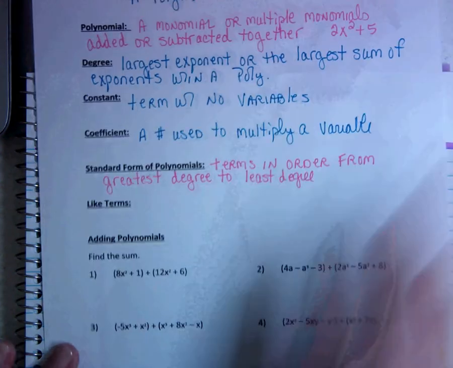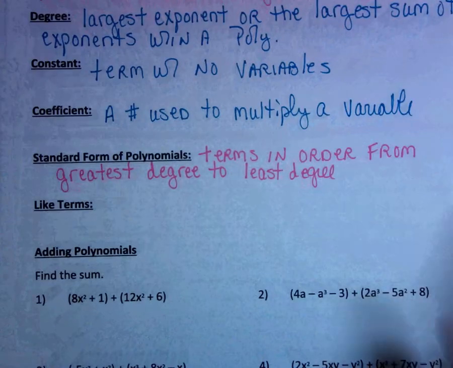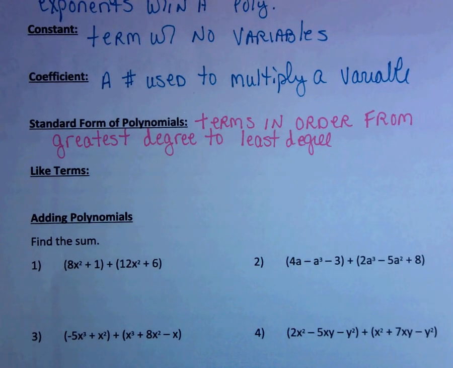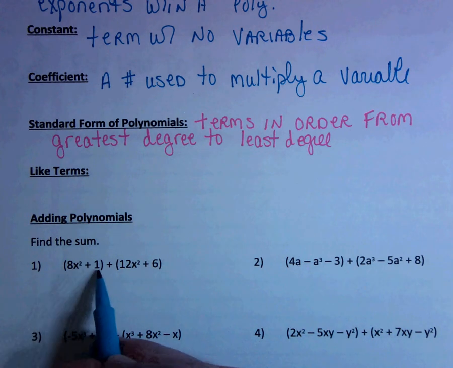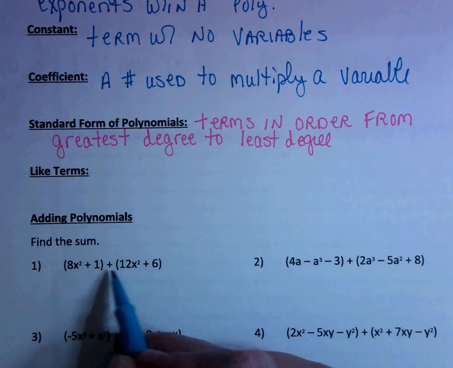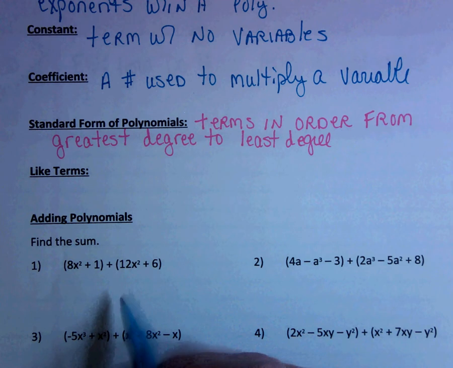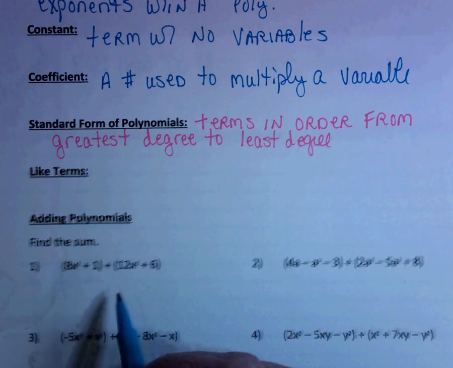Let's do this bottom part together. Now, if you did your summer math, you did some of this, and so it really should look pretty easy and familiar. We're going to add polynomials. And it says find the sum because sum means to add, right? So what I want you to see here is we have a binomial, because it has two terms, plus another binomial. Okay, now I'm going to show you two ways, but I'm going to stick with a single way.